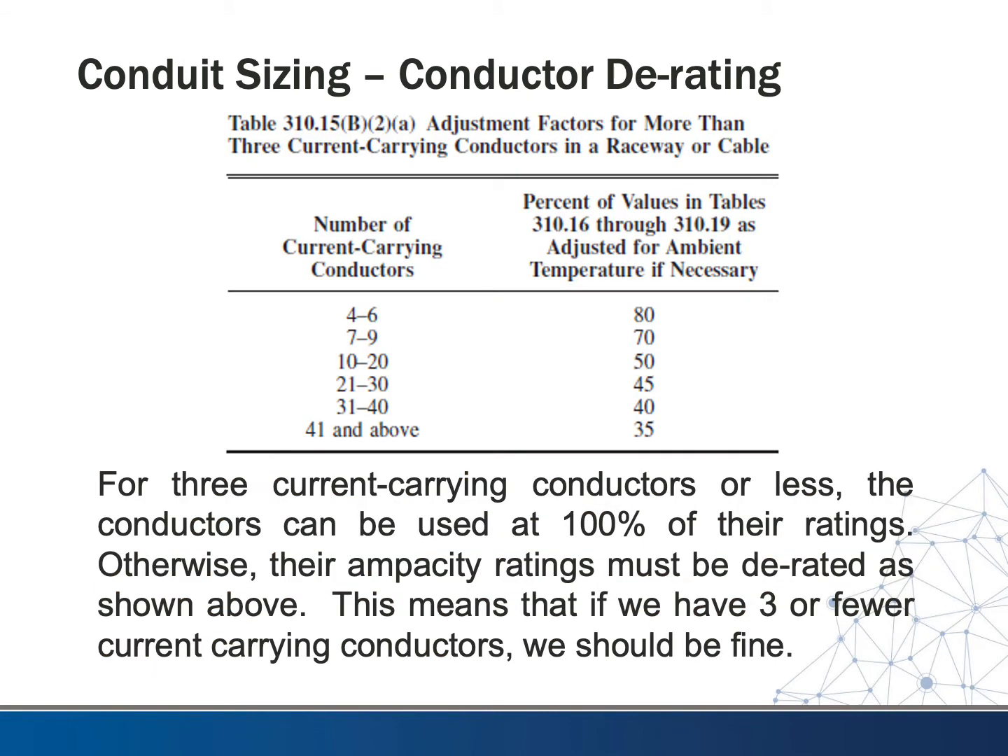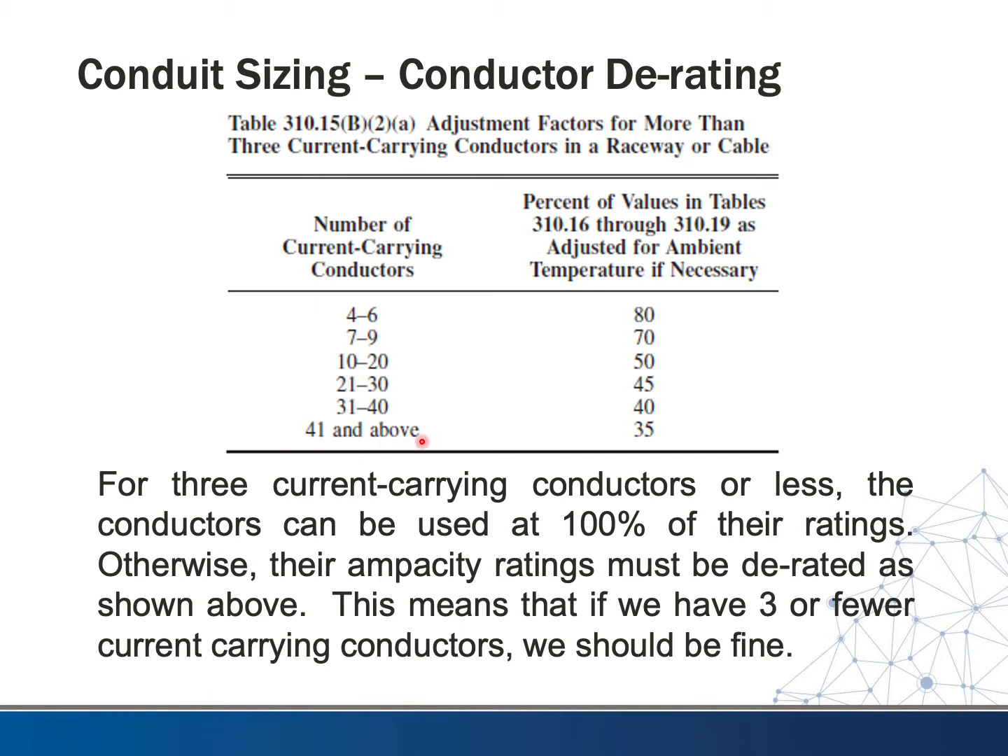So here's table 310.15(B)(2)(a), and again, these are adjustment factors. If we have 1 to 3 current carrying conductors, then we can use 100% of the value from the tables in 310.16, so our normal ampacity tables. Once we get to that fourth current carrying conductor, if we go from 4 to 6, we can only use 80% of the rated capacity. If we go to 7 to 9, we can only use 70% of the capacity. So on and so forth, up to 41 conductors, which you don't usually see in a conduit.